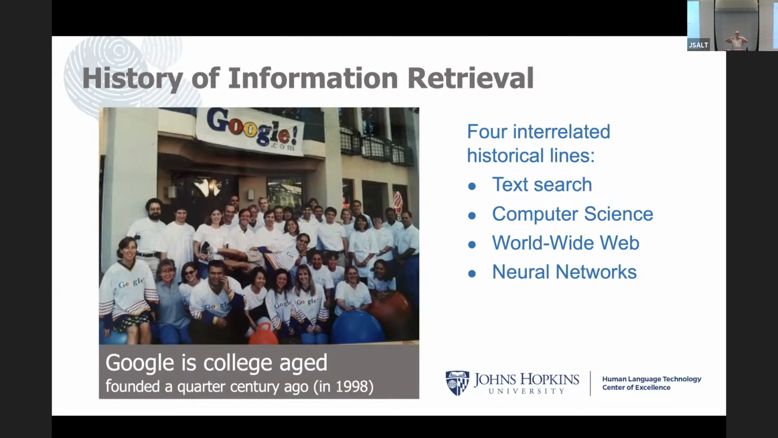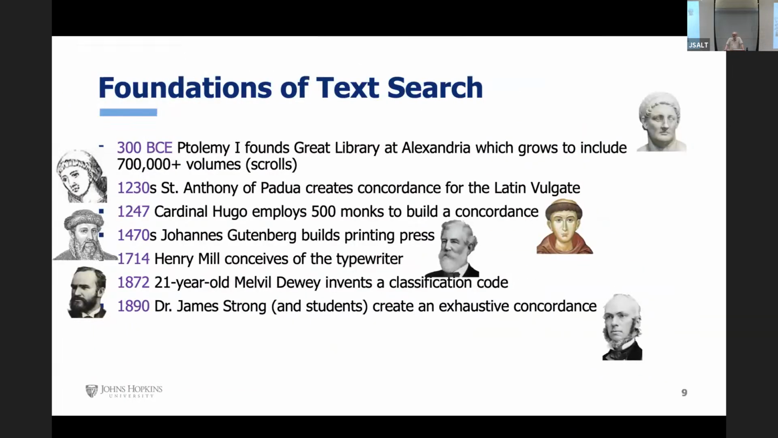So there's the basic text search line. There's the application of computer science to it. There's the introduction of the World Wide Web. And then recently, the use of neural networks to do the retrieval. So we're going to talk about these four lines very briefly.